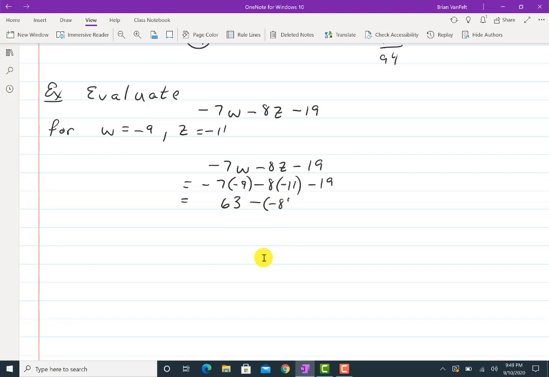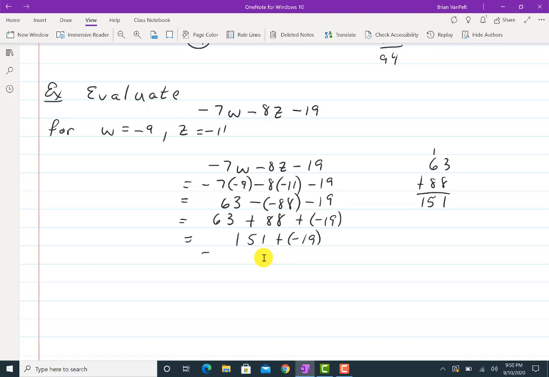8 times negative 11 is negative 88, and then negative 19. Let me fix this all up for the next step. Double negative becomes one single positive, and then I can do plus a negative 19 for that part. Let me add it all up and see what we get. 63 plus 88. I'll get 151 plus negative 19.